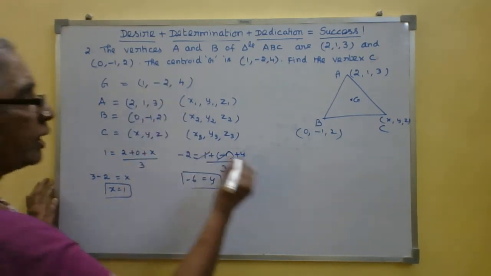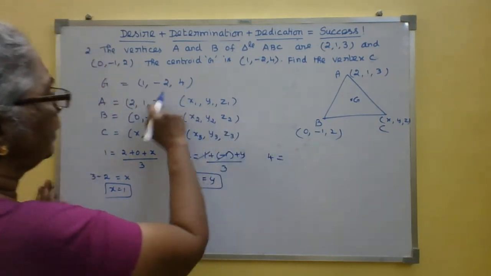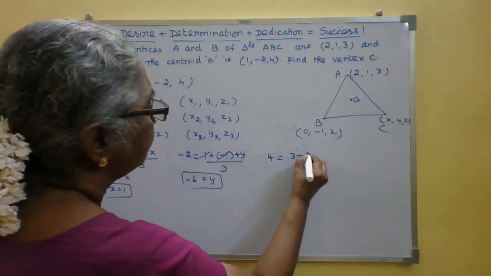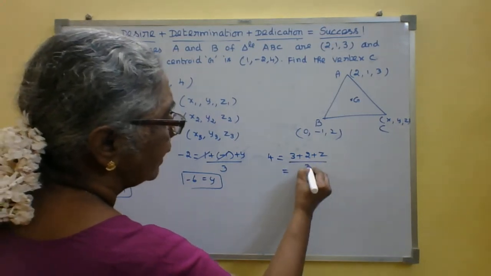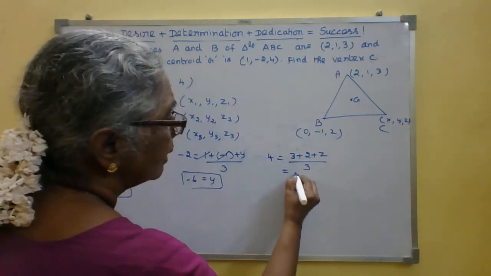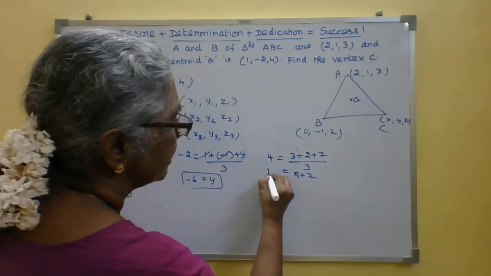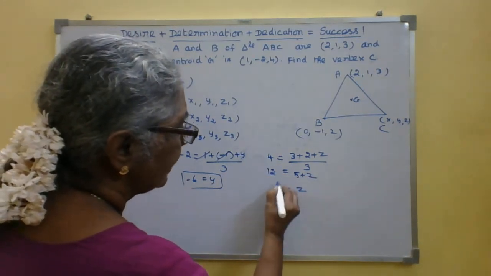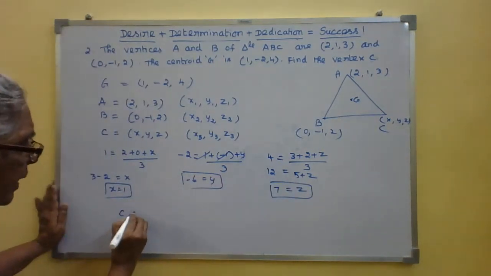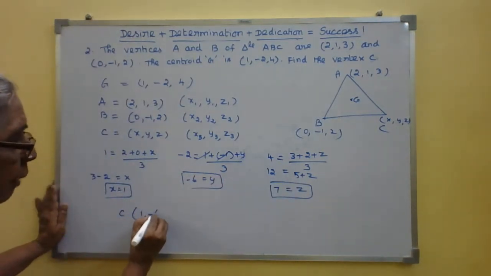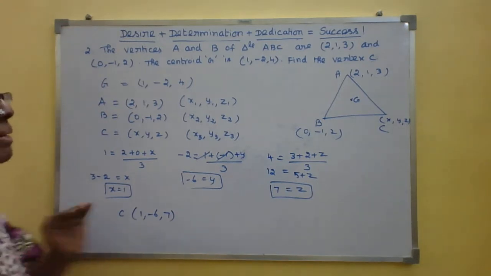Come to the z coordinate here, 4. That will be equal to (3 plus 2 plus z) by 3. So you will get 5 plus z is equal to 12, and z is equal to 12 minus 5, 7. So the vertex C is nothing but (1, minus 6, 7).